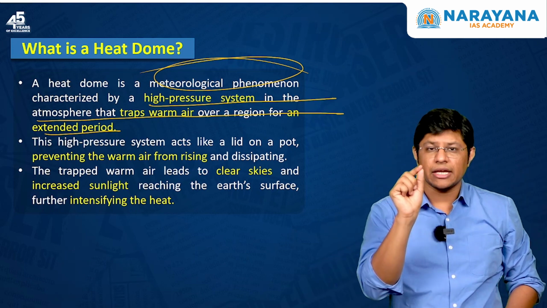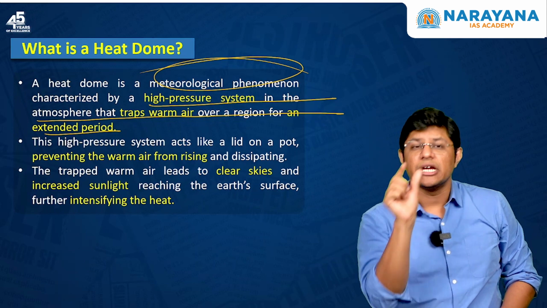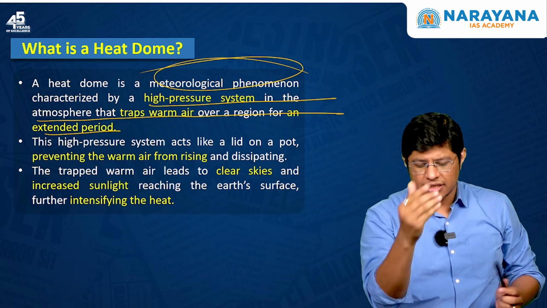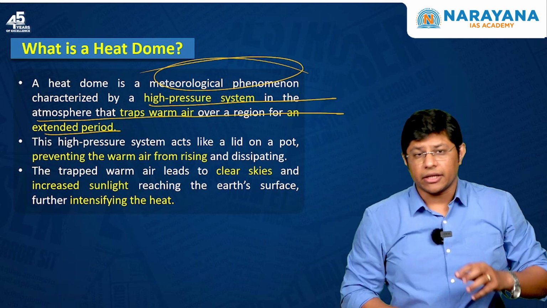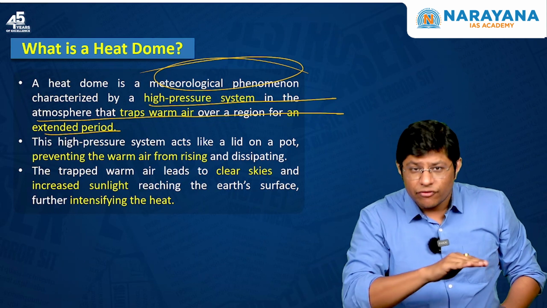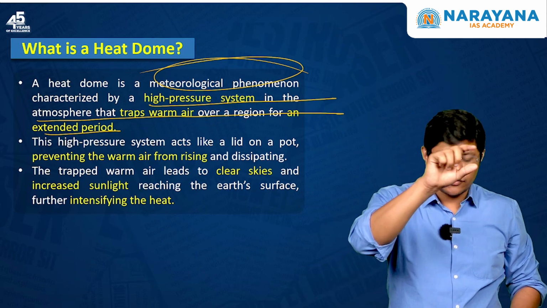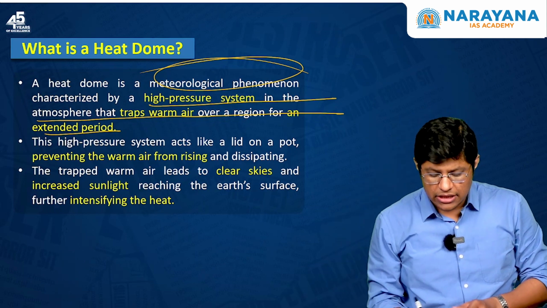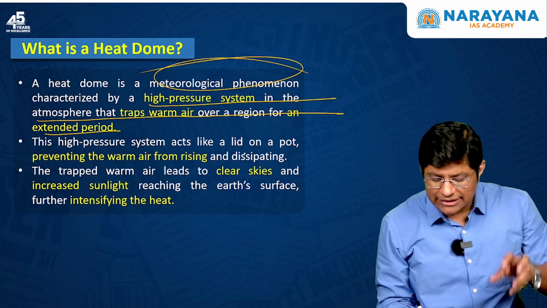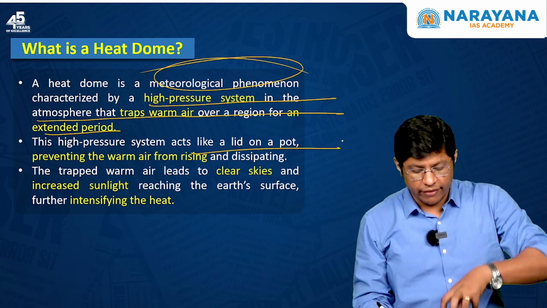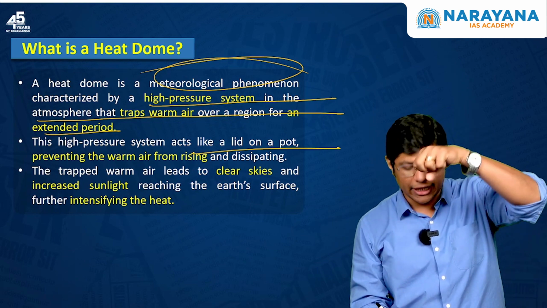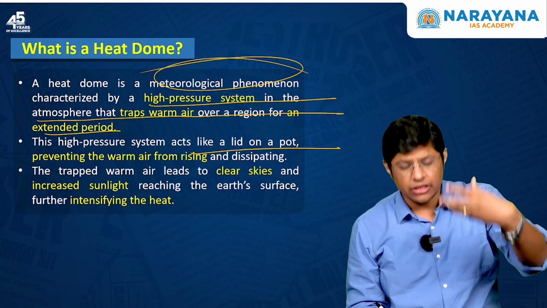We'll understand the reason behind the heat wave, but here the air that is rising from the ground level is trapped because of the high pressure system. So the high pressure system acts like a lid on a pot. It prevents the warm air from rising. It is trapping the air and making the region more hot.